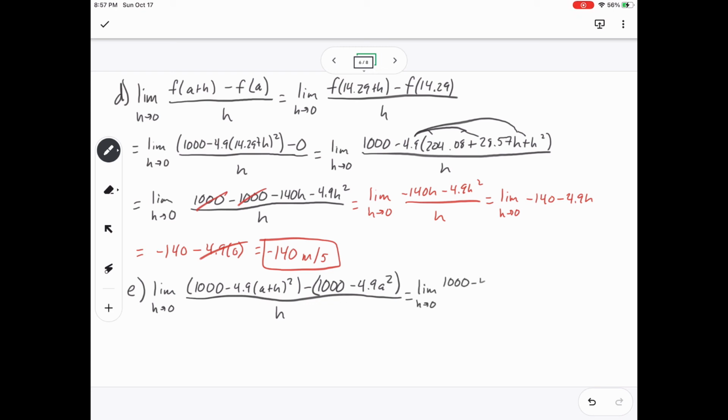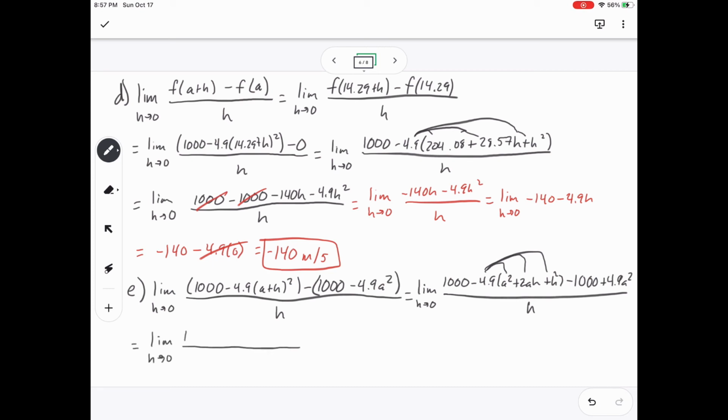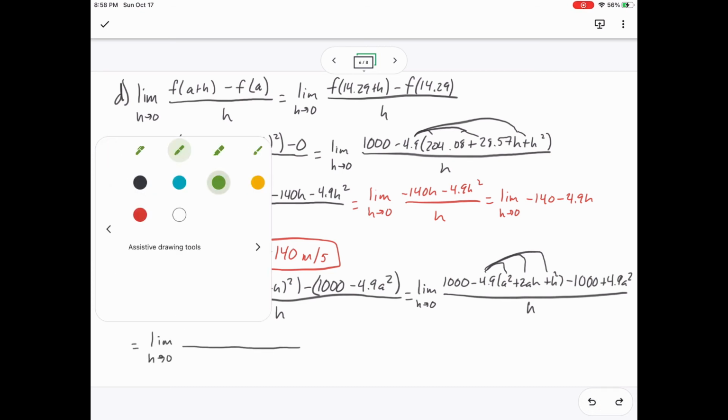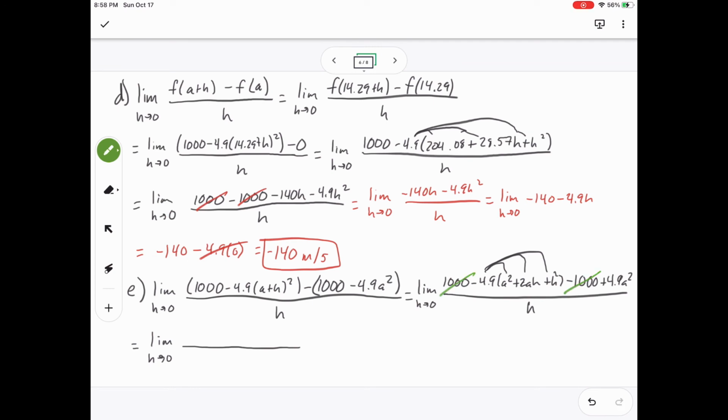And then I want to simplify. So on the inside, it's a squared plus 2ah plus h squared. And then I can just distribute the negative through there. For the next part, distribute the negative 4.9 through to get the following expression. I also can get those thousands to cancel out to make my expression a little easier since there's no parentheses holding me back.